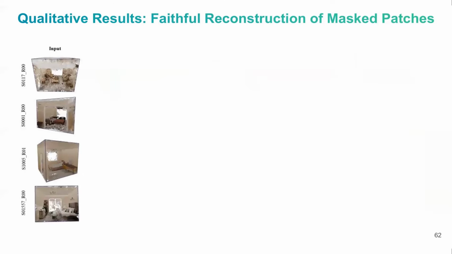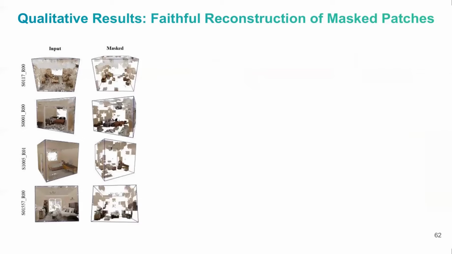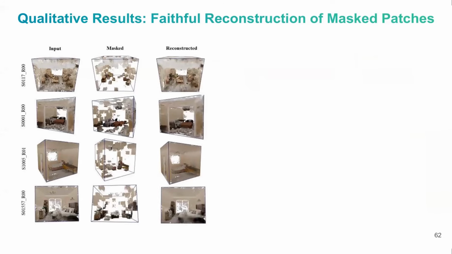So how does it work? The resulting output that we get out of the representation is really interesting, and it really shows that we can learn the semantic and spatial structures of indoor scenes. We show the masked input grid to the network in the middle, and its reconstructions on the right. It really shows that we can do a faithful reconstruction of the input patches.